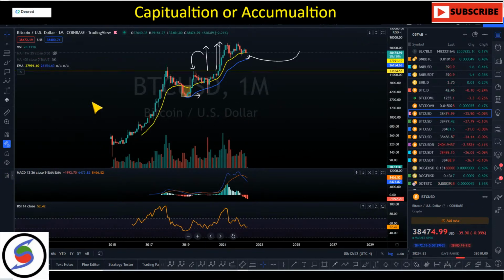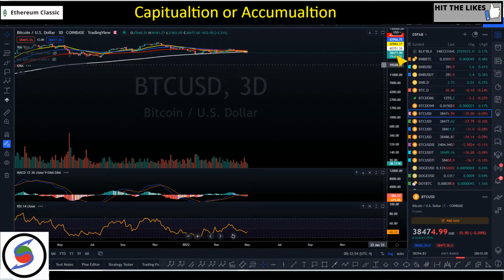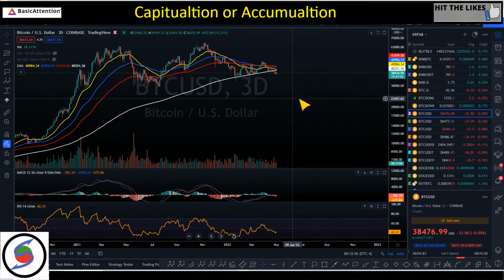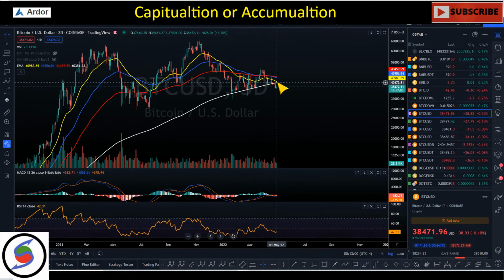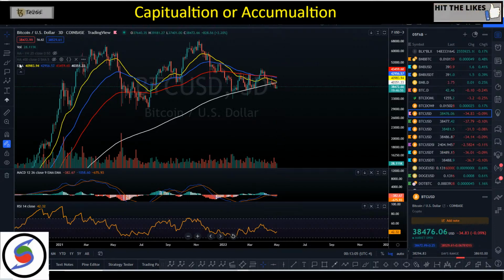So on the 3D basis, I know most of you guys are watching the death cross, right? That's our 200 MA, right here. But I think I can use my 21 EMA also, right?